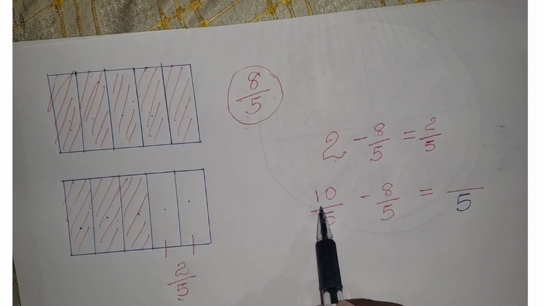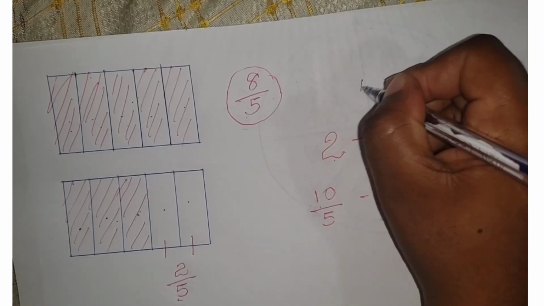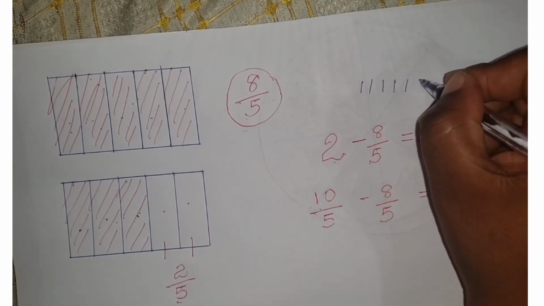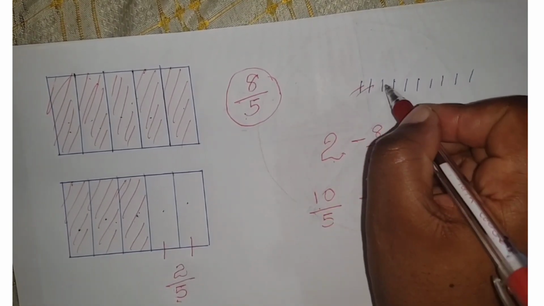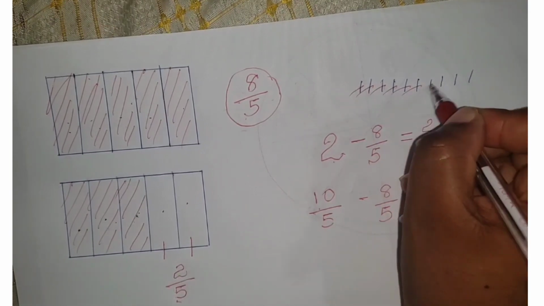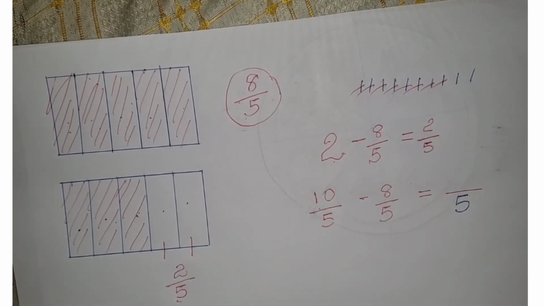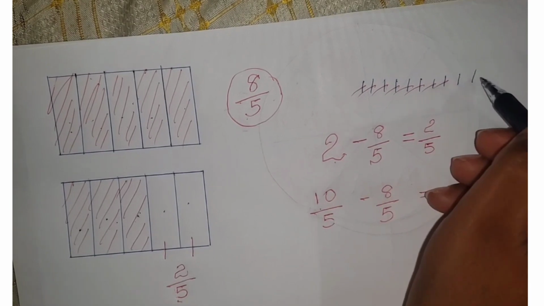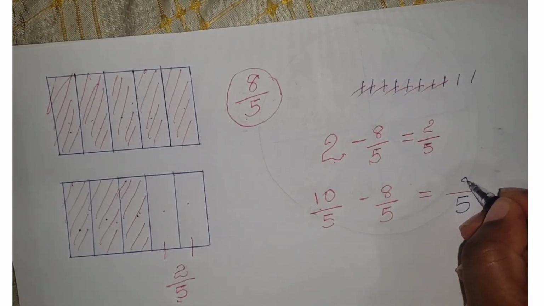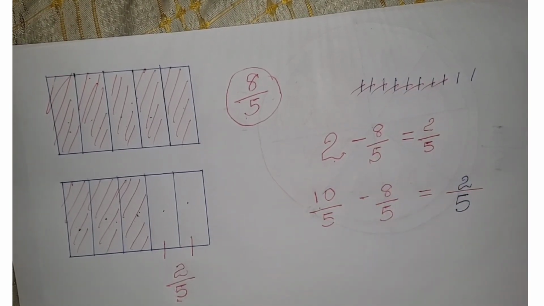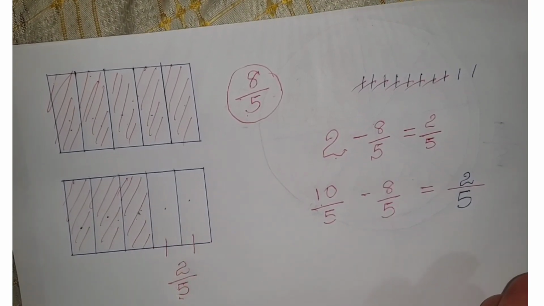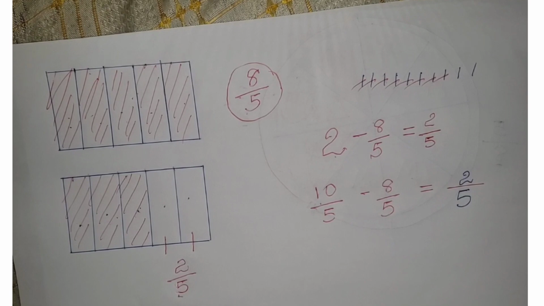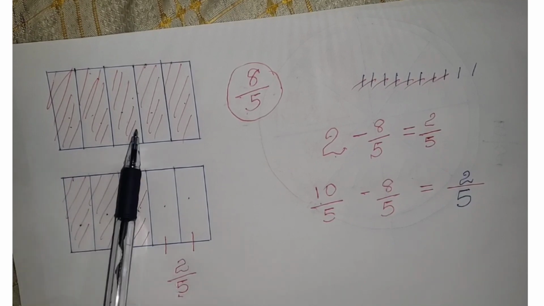So 8 from 10 is, let's check, 1, 2, 3, 4, 5, 6, 7, 8, 9, 10. Let's take out 8. 1, 2, 3, 4, 5, 6, 7, 8. And here we have 1, 2 remaining. So our answer again will be 2/5. So these are 2 different ways to represent it. But remember, we want to use a diagram.